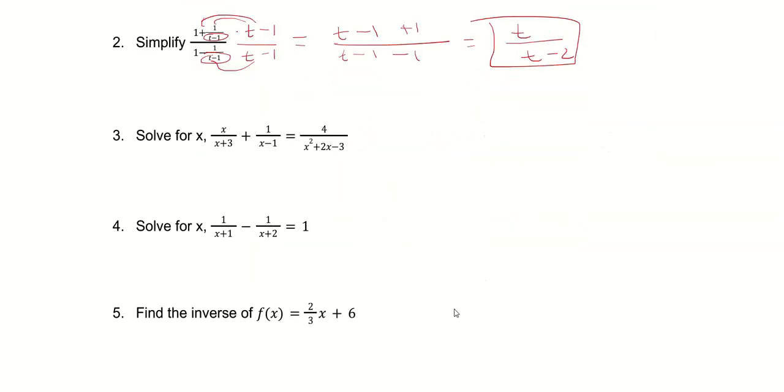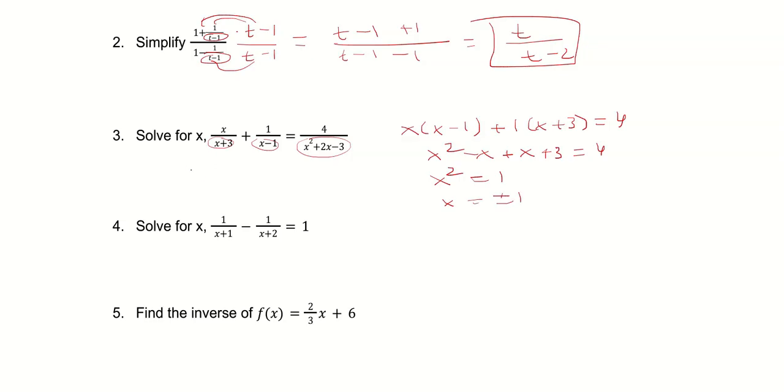For number 3, you want to get a common denominator, which is just these two multiplied, which is equal to this. So we'll just multiply both sides by that and get x times x minus 1 plus 1 times x plus 3 equals 4. X squared minus x plus 3 equals 4. You have x squared equals 1. X is plus or minus 1. But notice that x cannot equal negative 3 or 1 because that means we're dividing by 0. So x is negative 1 is the only answer.